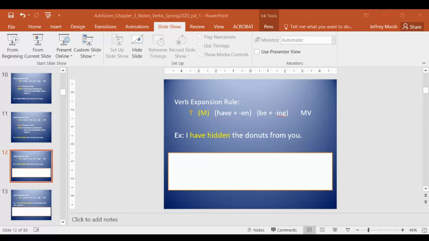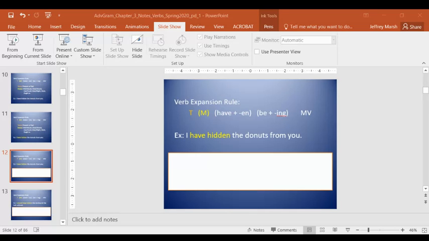Next thing is I'm going to look for a modal. Well, a modal is on that list of modals that I have, and I look for those modals like can, could, shall, should, will, would, and so forth. And look, there's one right here, should. But I want you to remember this. We always write the modal in its present tense.